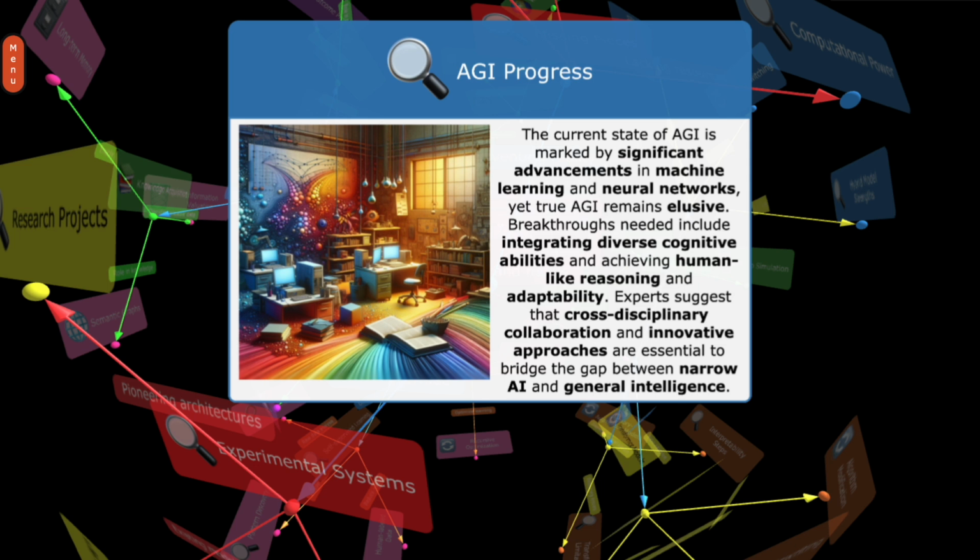The current state of AGI is marked by significant advancements in machine learning and neural networks. Yet true AGI remains elusive. Breakthroughs needed include integrating diverse cognitive abilities and achieving human-like reasoning and adaptability. Experts suggest that cross-disciplinary collaboration and innovative approaches are essential to bridge the gap between narrow AI and general intelligence.